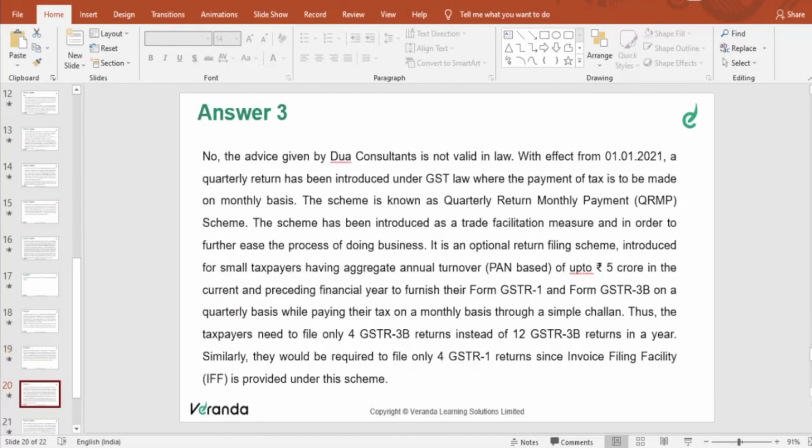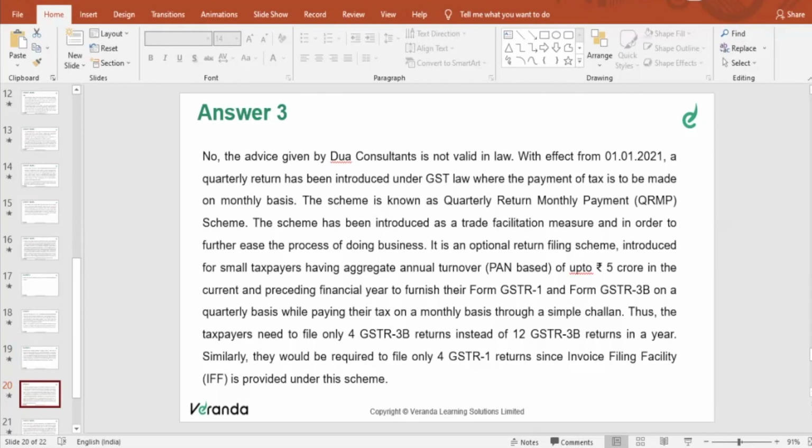Anyway, the advice given by Dua Consultants is not valid in law. With effect from 1st of January 2021, a quarterly return has been introduced under the GST law, where the payment of tax is to be made on a monthly basis, say by the 25th of every month. The scheme is known as the Quarterly Return Monthly Payment Scheme. It was introduced so that small taxpayers may not find it difficult; it was a hassle every month, on the 11th and 20th. So they wanted to ease them out.